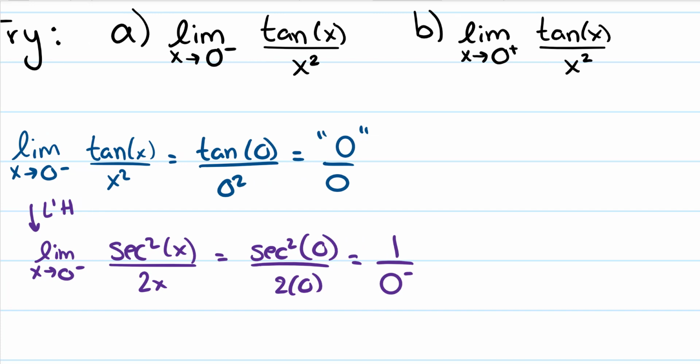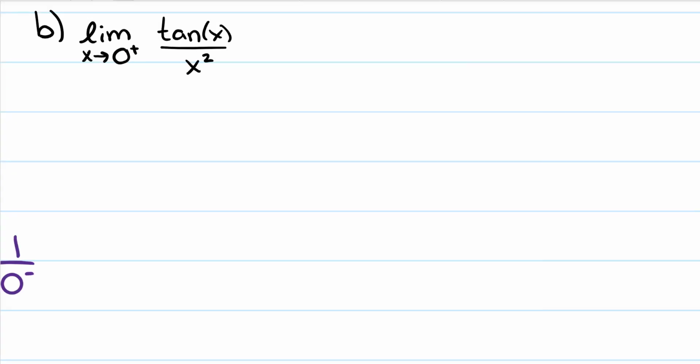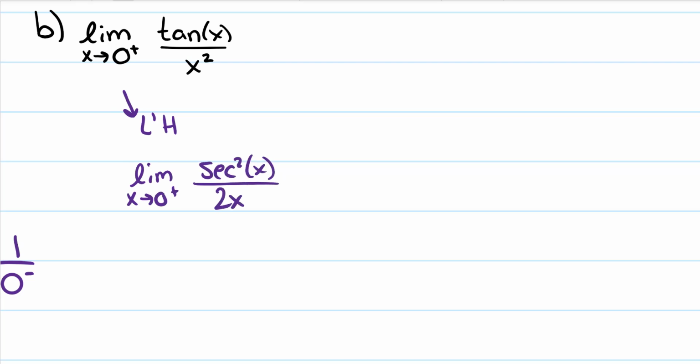I want to solve part B algebraically before we move on to the graph. We're going to get a very similar result if we go ahead and plug it in. So I'm just going to go ahead and take L'Hopital's rule right away. And you get the limit as x approaches 0 from the right of secant squared x over 2x. And by plugging that in, secant squared of 0 over 2 times 0, which gives us 1 over 0 from the right. Again, either being positive or negative infinity, we're not sure.